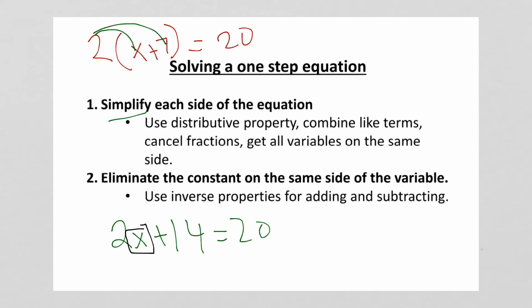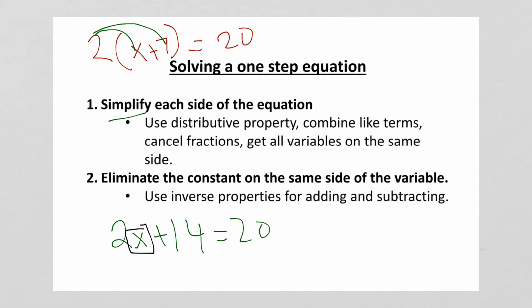Also, what it says here is eliminate the constant on the same side of the variable. What's a constant? Well, let me show you real quick. A constant is the one that doesn't have a variable in it. The one that's usually with the plus or the minus, it's just separated. It's its own thing. It's the one that can't change. 14 is never going to change because it doesn't have a variable next to it. The 2 is going to change because it's 2 times x. 14 can't change. It's always going to be 14.